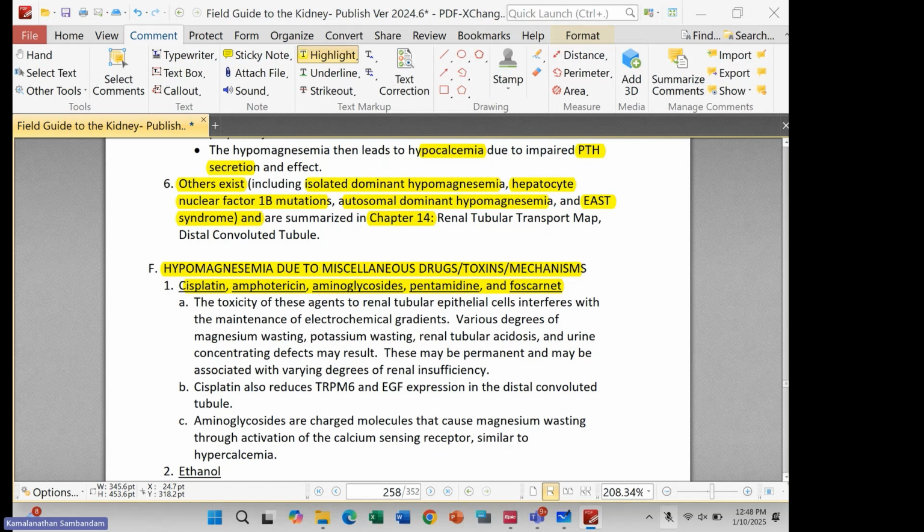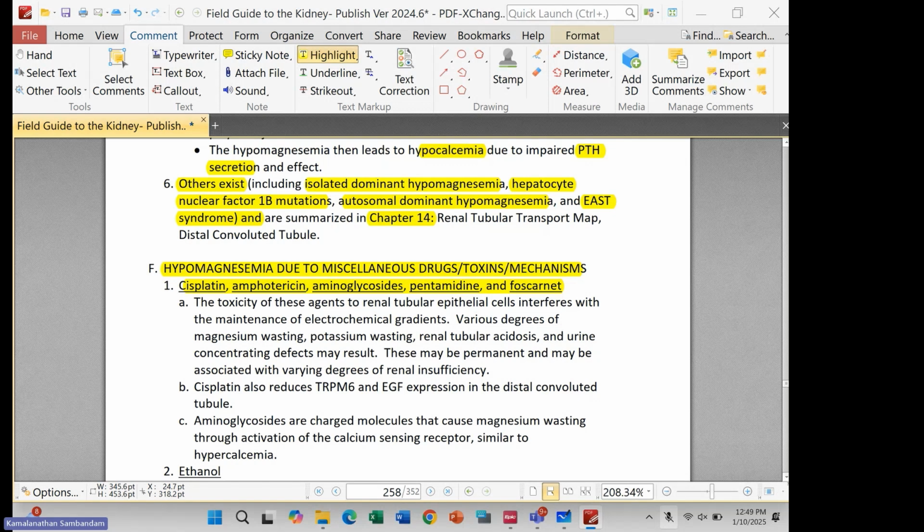Amphotericin, again, another cause of RTA. We talked about back leak RTA. Hopefully you recall what that is, but also very common to have magnesium wasting with amphotericin. Aminoglycosides, pentamidine, foscarnet, another common cause.